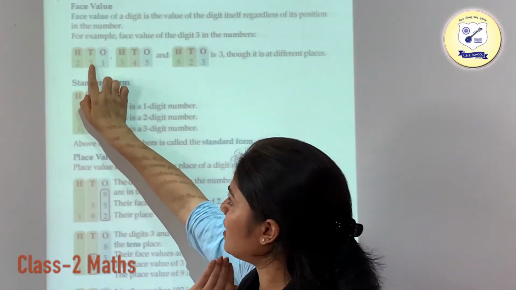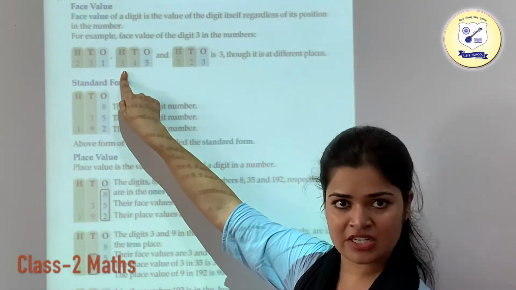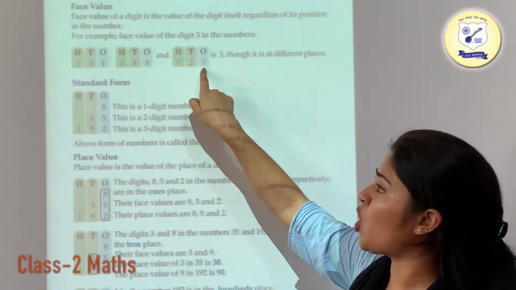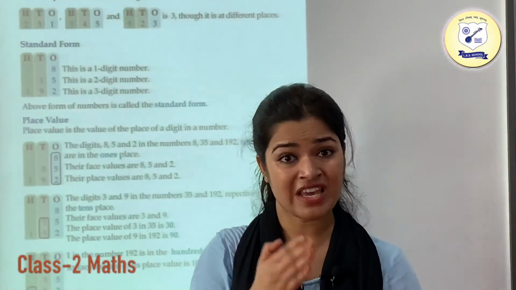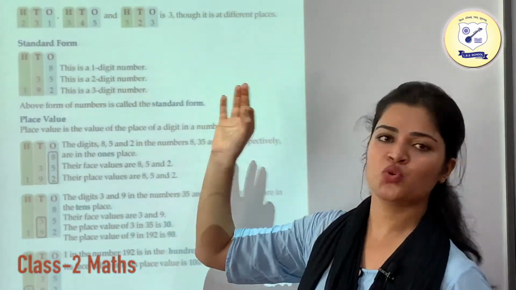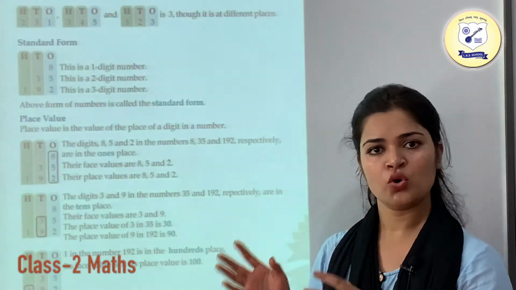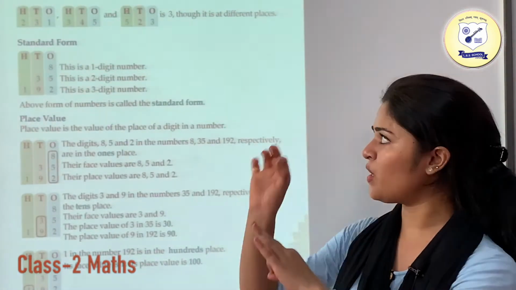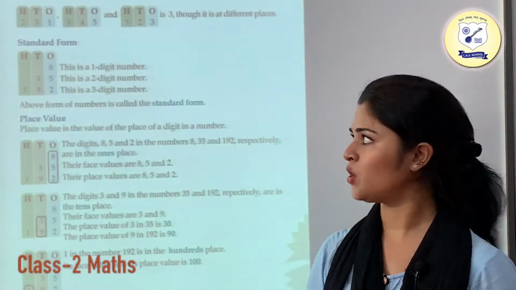You can see that here the 3 is written on the tens place, here the 3 is written on the hundreds place, and here the 3 is written on the ones place. But since we are talking about the face value of the number, we are just going to have the same answer for all 3 options. So that is going to be 3. The face value of all the 3 numbers is going to be 3.